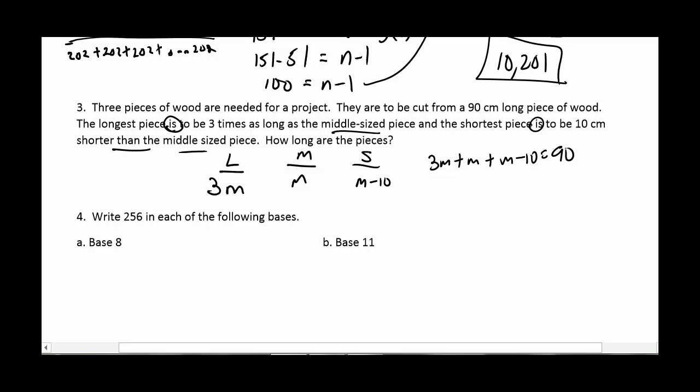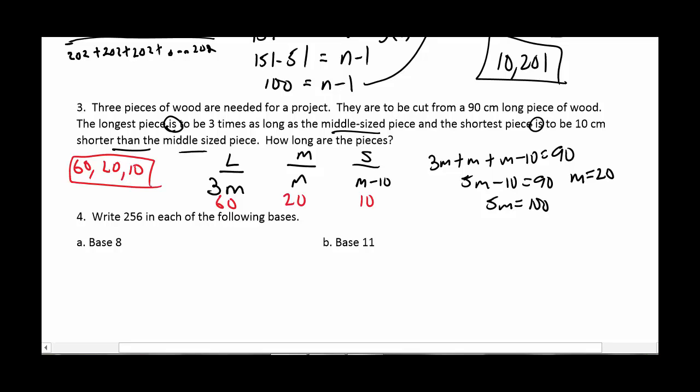So I'm going to set up an equation, and then I'm just going to solve. So 3m plus m plus m minus 10 is 5m minus 10 equals 90. So here we'll add 10 to both sides, so we get 5m equals 100. And so what is m? m is 20. So how long are the pieces? So coming back in here, if m is 20, then 3m, so 3 times 20 would be 60, and 20 minus 10 would be 10. So the 3 pieces are 60, 20, and 10. And there's the math that backs that up.